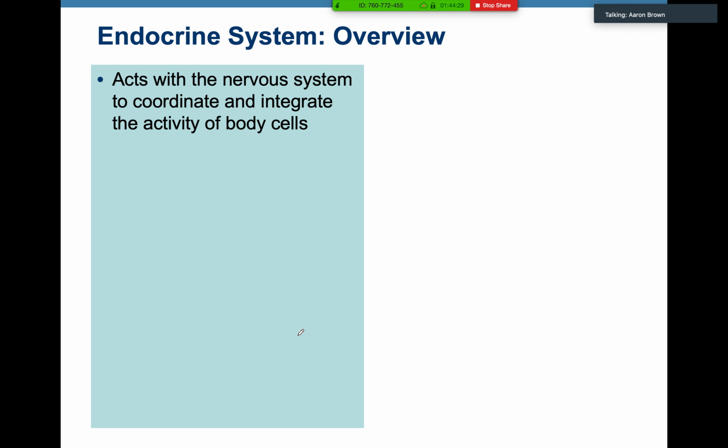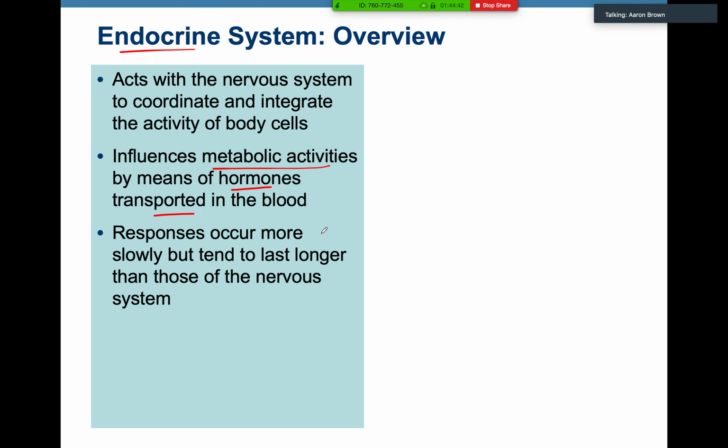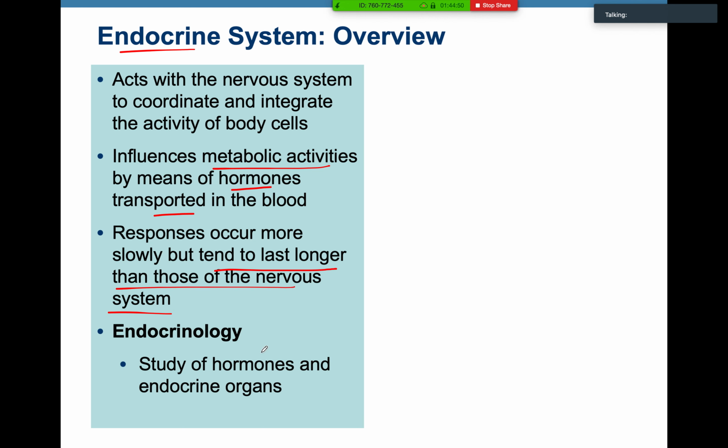You need something that's going to go through the bloodstream and directly bind to those fat cells. So the endocrine system is great for that. Hormones are great for that. It influences metabolic activities by means of hormones transported in the blood. It is slower than the nervous system, but it also lasts longer than the nervous system. Okay, so slower but lasts longer. And endocrinology in general is the study of hormones and endocrine organs.